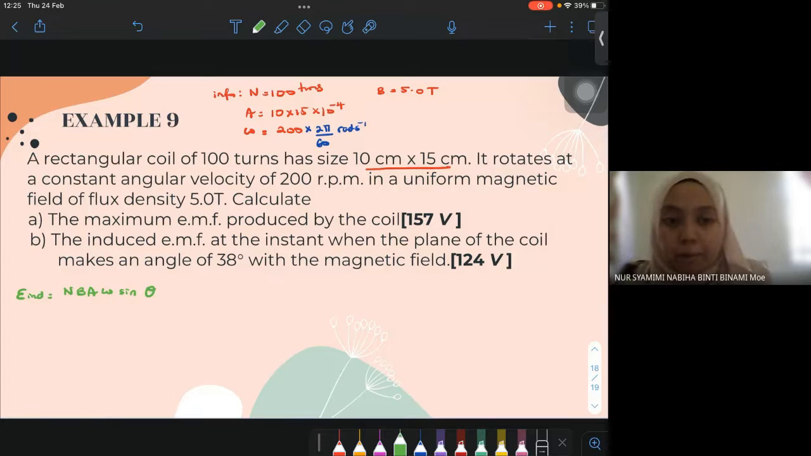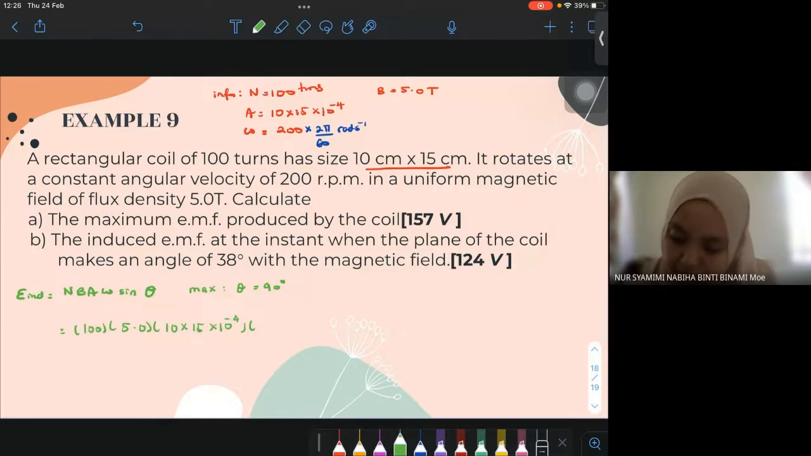Sin theta. Because it says maximum, theta is equal to 90 degrees. So we just substitute N is 100, B is 5.0, area is 10 times 15 times 10 to the power of negative 4. Omega, what do we have? 200 times 2 pi divided by 60, and sin 90 is equal to 1.